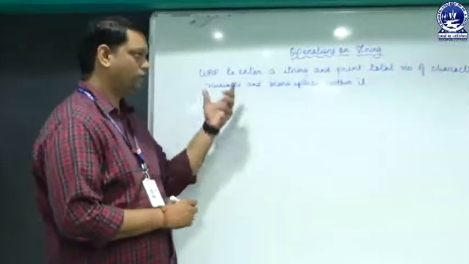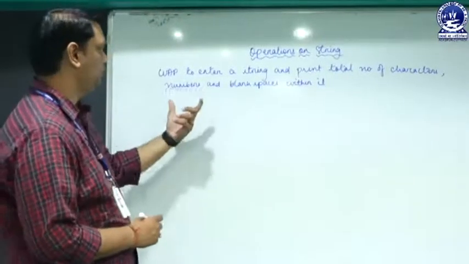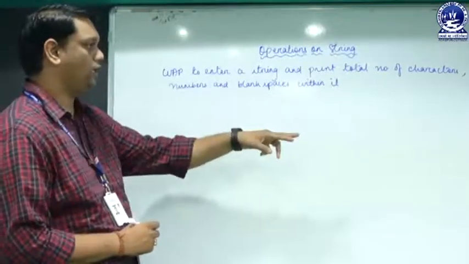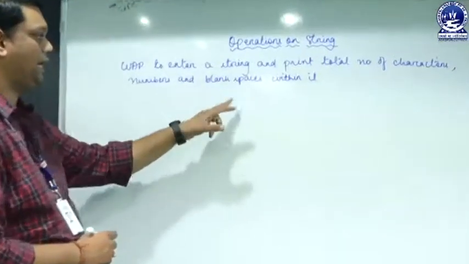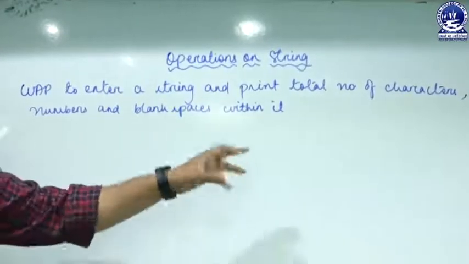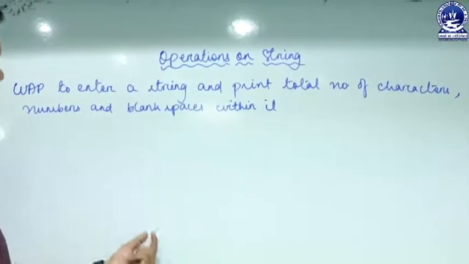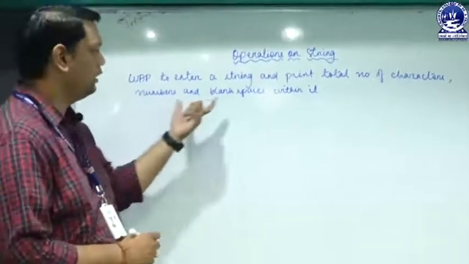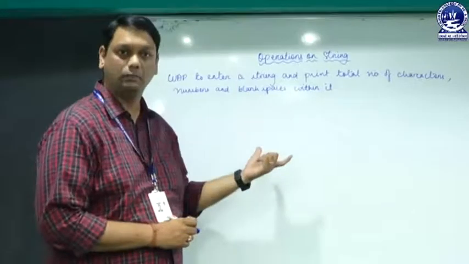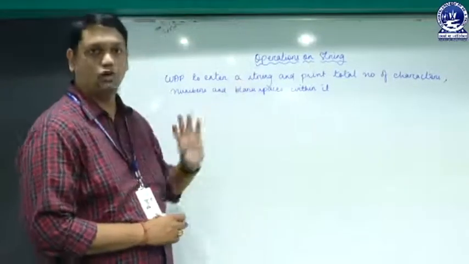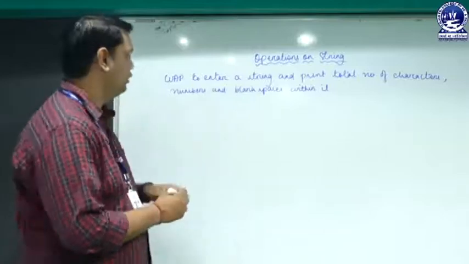So the first program that we will be doing today is: write a program to enter a string and print the total number of characters, numbers and blank spaces within it. That means we have to enter a string, and from that string we have to calculate how many characters are there, how many numbers are present and how many blank spaces are present within it. So how to solve it?